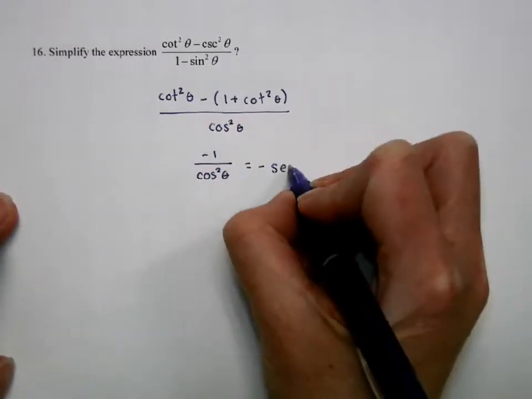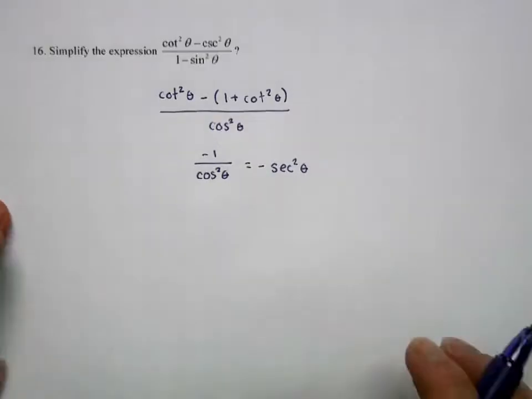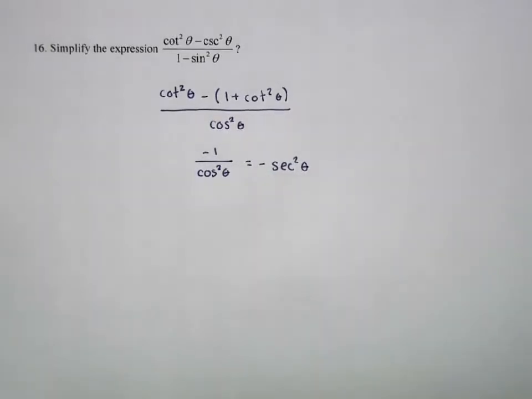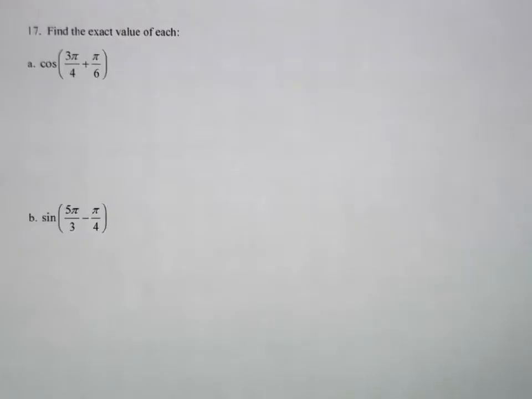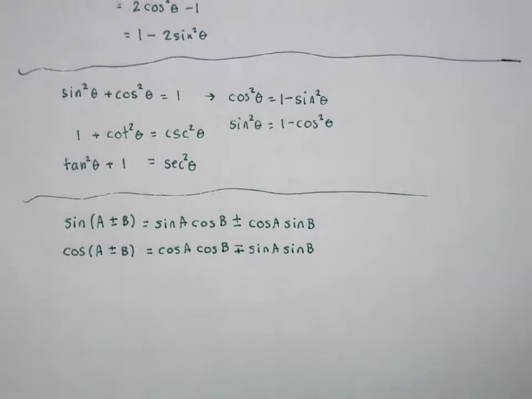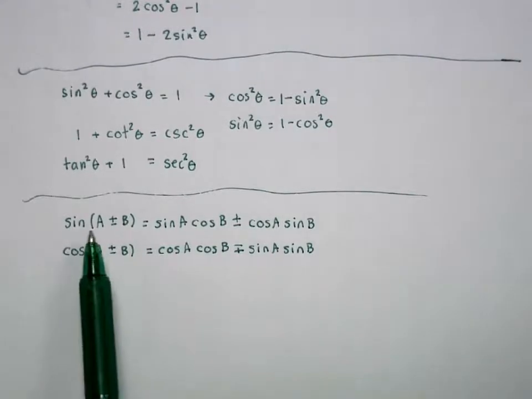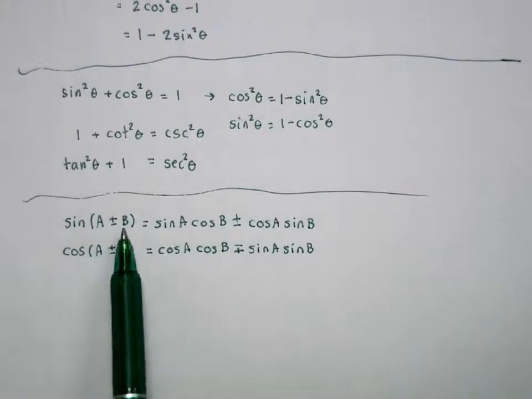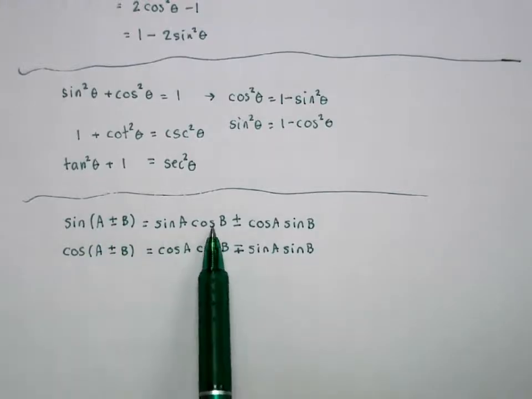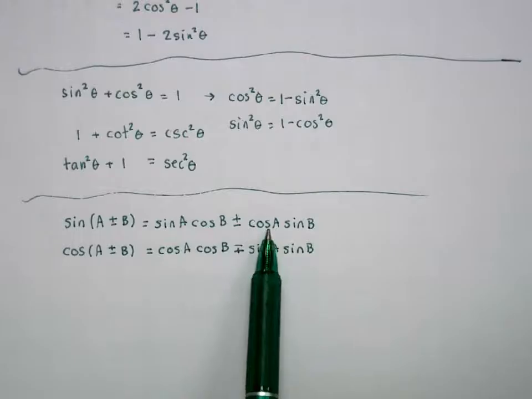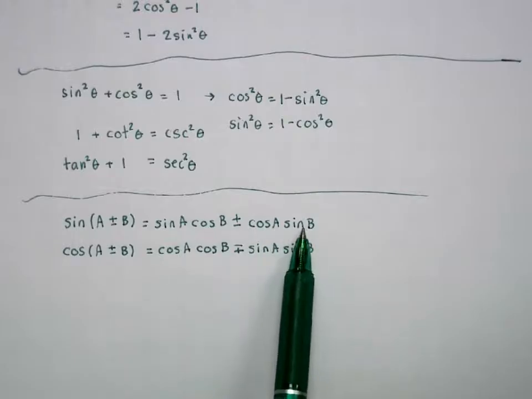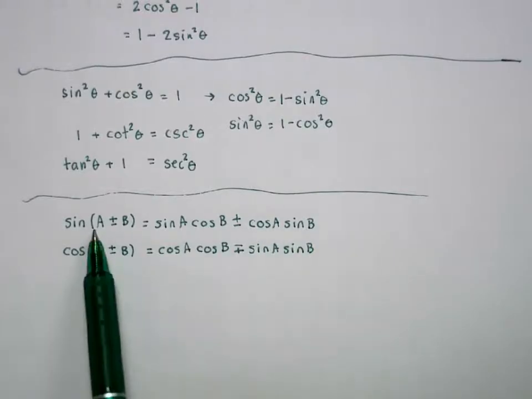The other identities that we learned in 312 were the sum and difference identities for sine and cosine. For sine of angle A plus or minus angle B, it's sine of A cosine of B plus or minus cosine of A sine of B. So we have the sine and cosines of both A and B, and we just kind of have this rearrangement. If this is a plus, this is a plus. If this is a minus, this is a minus.